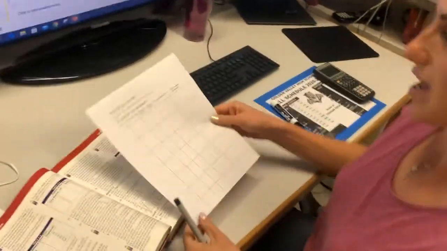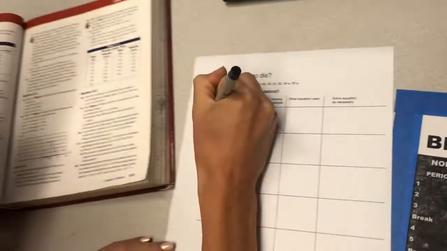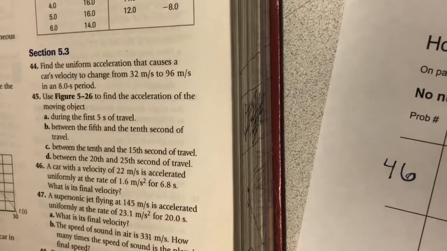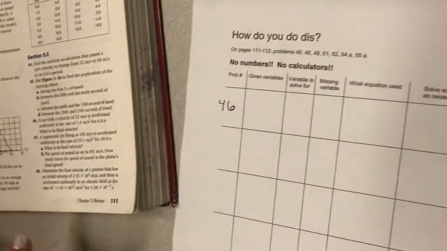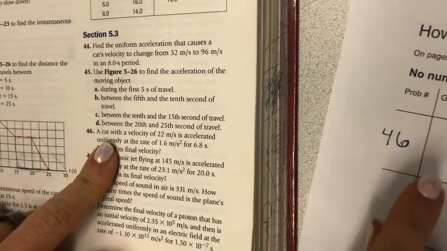So here is your assignment. Page 111, 112, so you guys are going to have to go to the e-text to find this. And problems 46, 48, 49, 40, 41. So 46 is the one that we're going to do. Let's write down all the variables that are given.